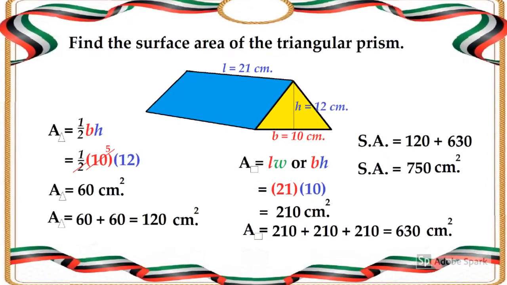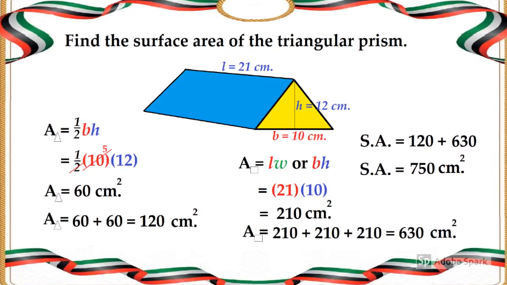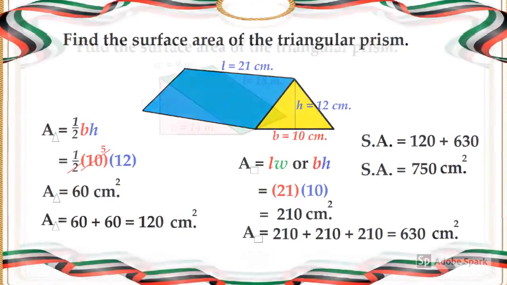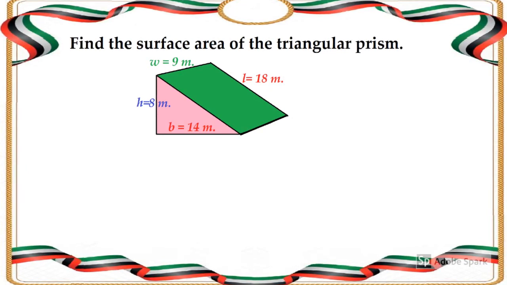And it will give us 750 centimeters square. That is the surface area of the triangular prism. Let us work on this problem. Find the surface area of the triangular prism.